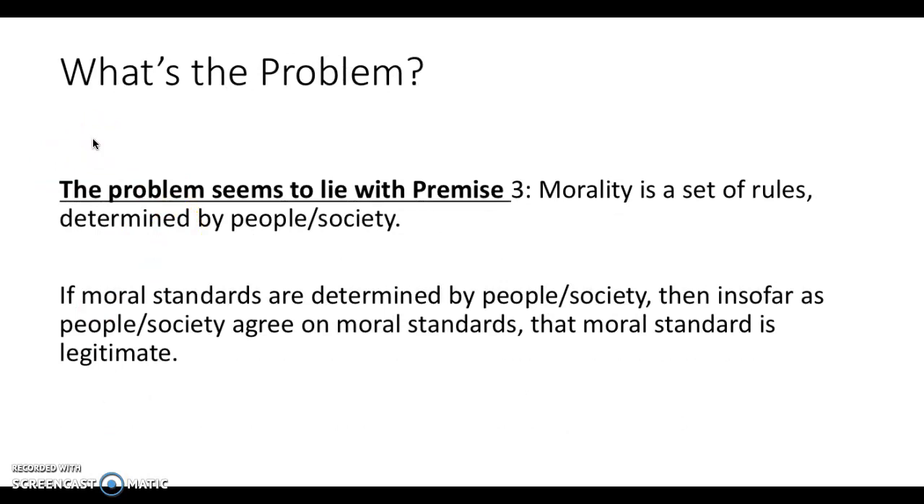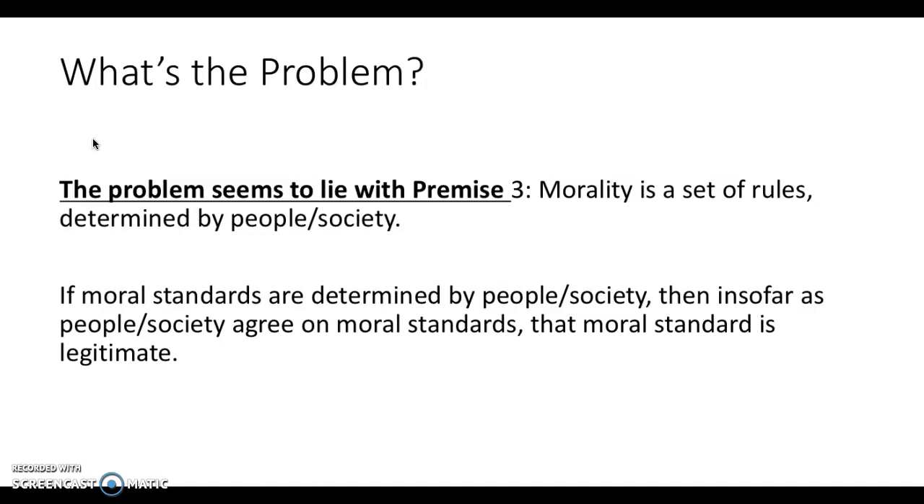So what's the problem with moral relativism, or what's the problem with the argument presented in favor of moral relativism? Well, as James Rachels sees it, the main problem is with premise 3, the premise that states that morality is just a set of rules that are determined by people or a society. Well, why? Because if it is true that moral standards are just determined by people or society, then it's going to be the case that insofar as people or society agree on particular moral standards, it follows that those moral standards are going to be legitimate or true.